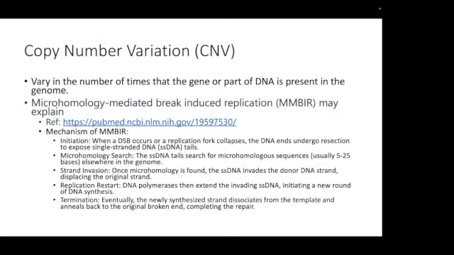20 base pairs elsewhere in the genome, and then strand invasion follows, because that single-stranded DNA invades the donor DNA strand, displacing the original strand, basically interacting. And then replication starts, and then finally it is followed by termination. So that's the simple mechanism of why the copy number variation can happen biologically, according to that paper.